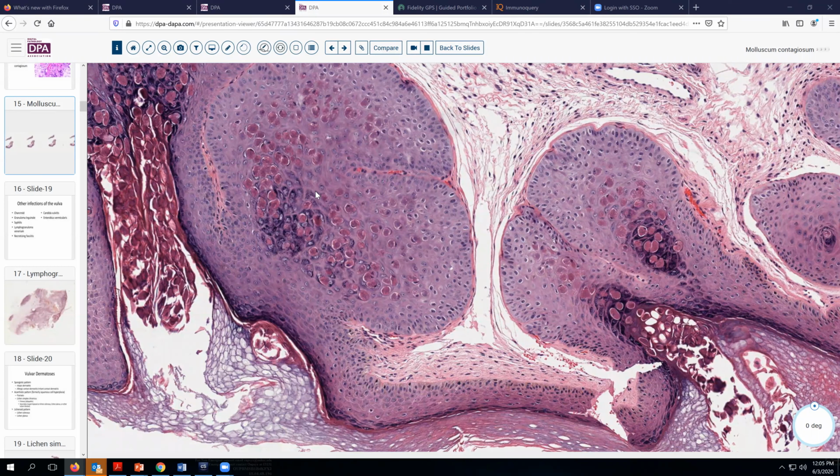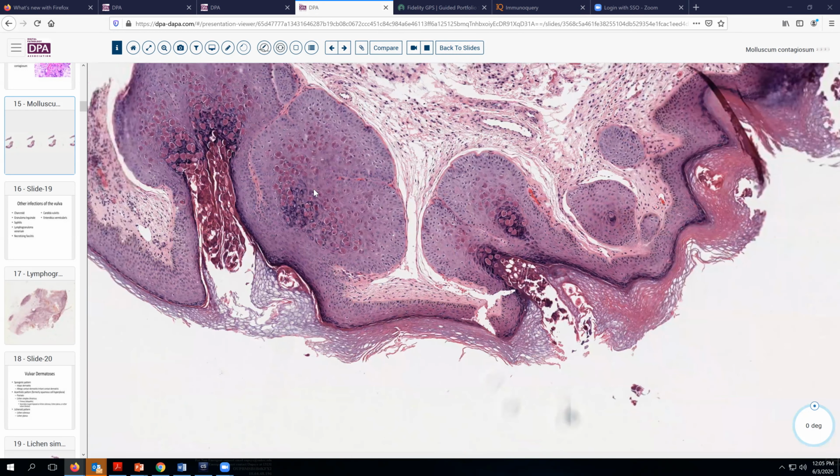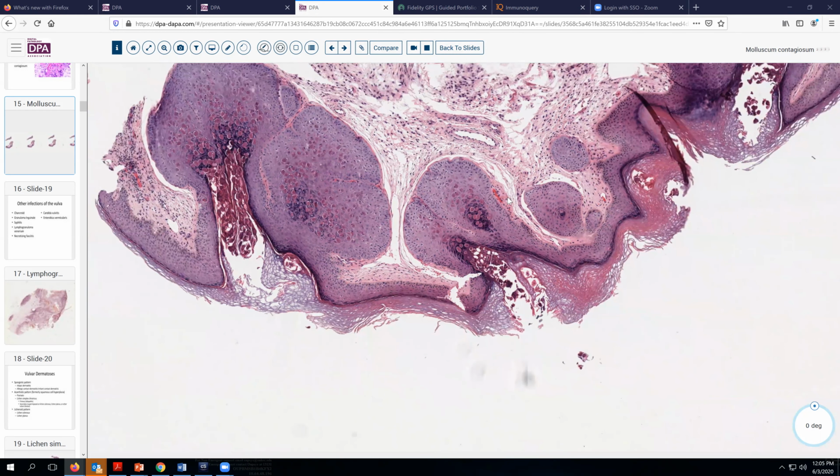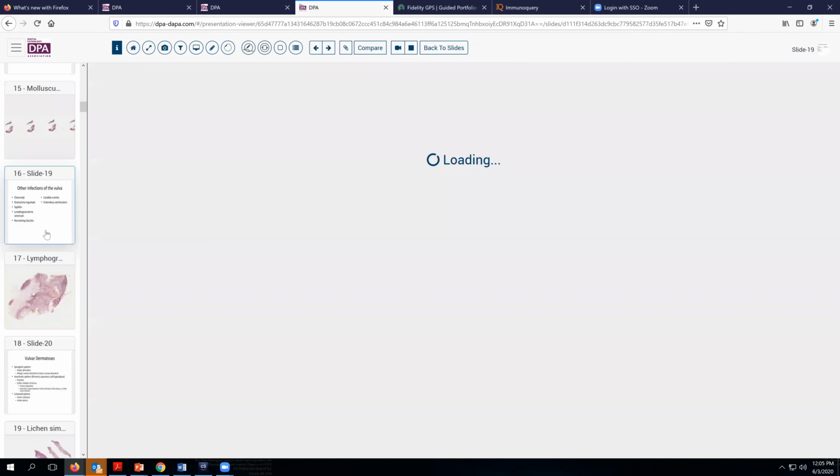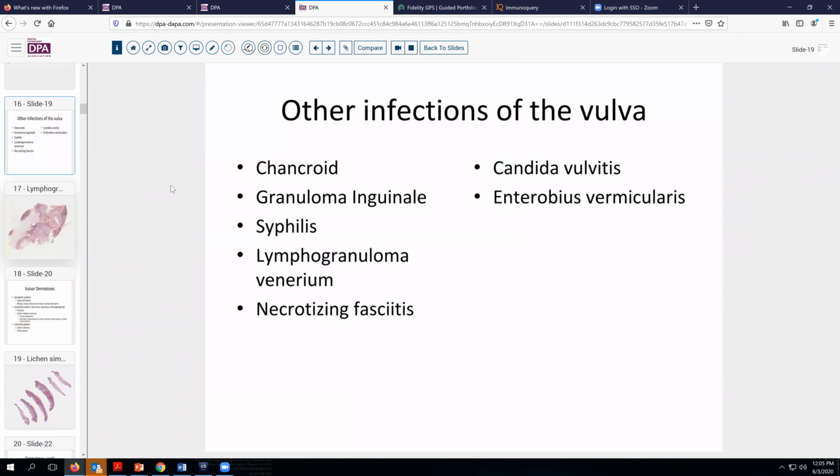So when you're looking at this, you should be able to recognize this from very low power. Occasionally they can be fairly hard to find, or maybe there's just one follicle where you'll find this molluscum contagiosum change. Now, there are other infections involving the vulva, chancroid, granuloma inguinale, syphilis, and so forth, necrotizing fasciitis, and so forth that can be involved.